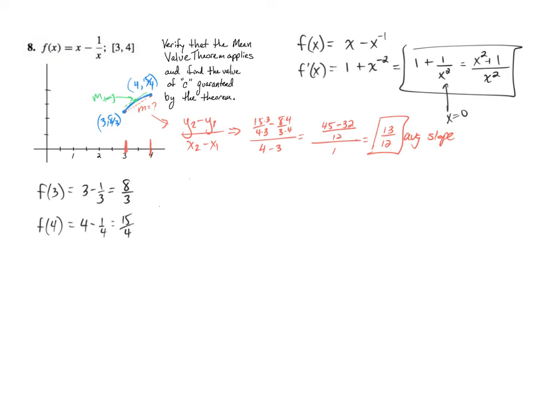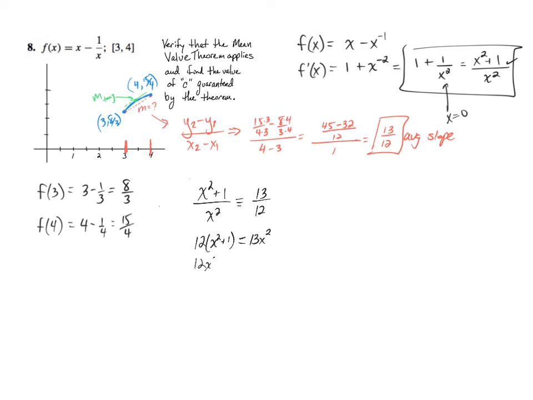So what we're going to do is take our derivative, which gives us the slope anywhere, and set it equal to 13/12, and see if we can solve for that. Let's take our formula for the slope, x squared plus 1 over x squared, and set that equal to 13/12, and see if we can do some algebra here. We have a proportion, so we can cross multiply and get 12 times the quantity x squared plus 1 is equal to 13 times x squared.